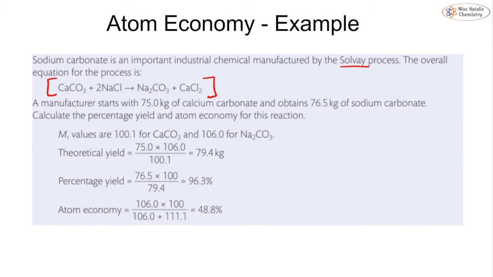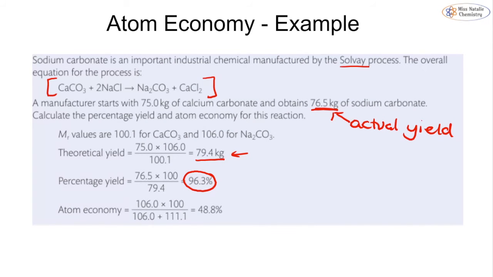So we can calculate the theoretical yield using our same four steps, and we get a value of 79.4 kilograms. My percentage yield is therefore what I actually make. So remember, this is your actual yield divided by the theoretical yield, and I get a percentage yield of 96.3%. Now that is a fairly high yield, so that would be something that is very good for an industrial process.